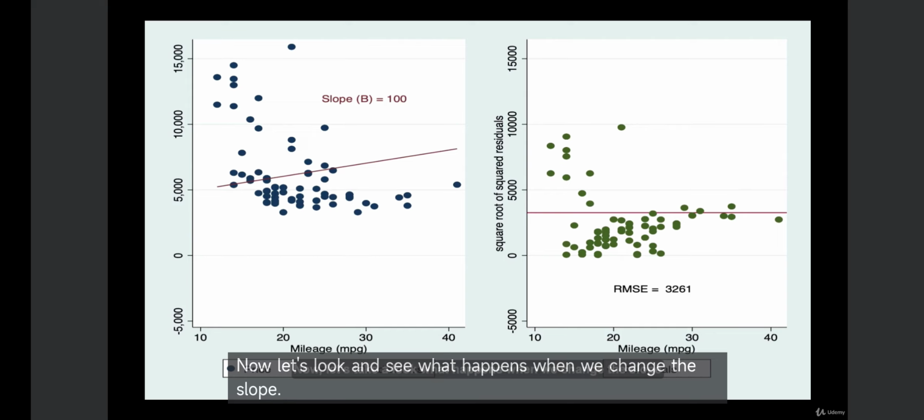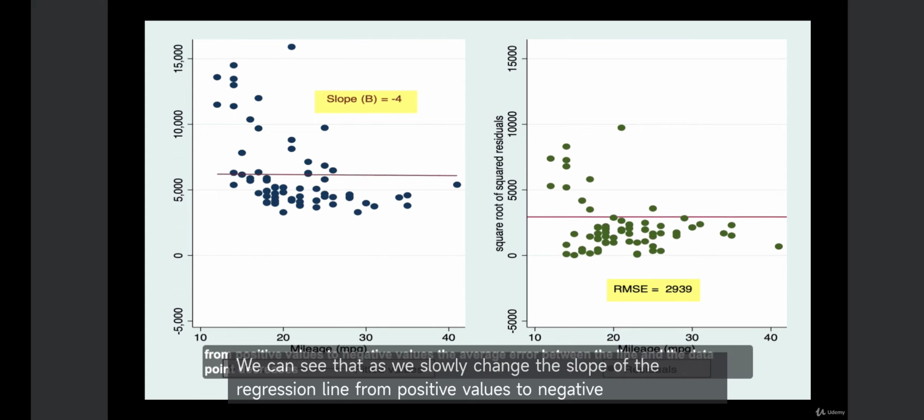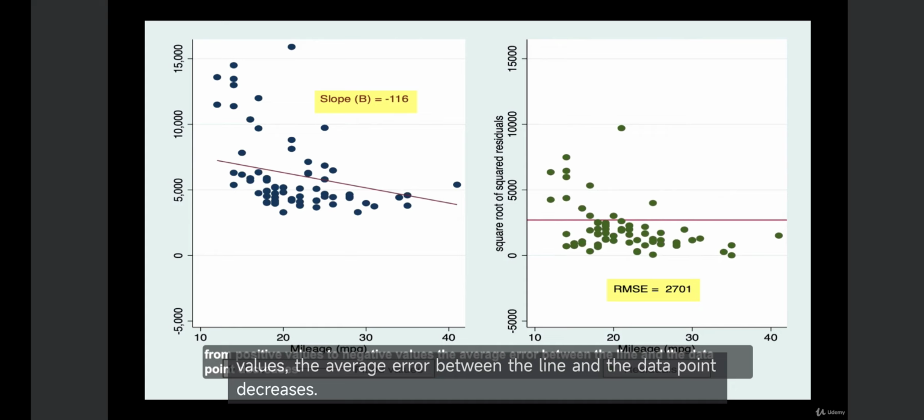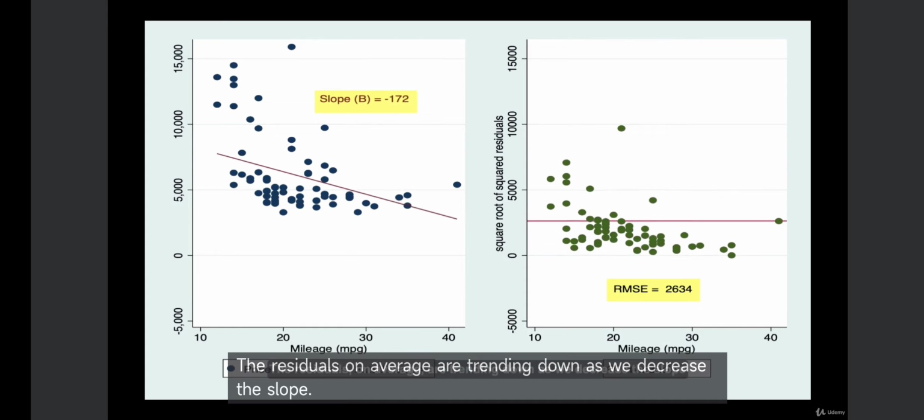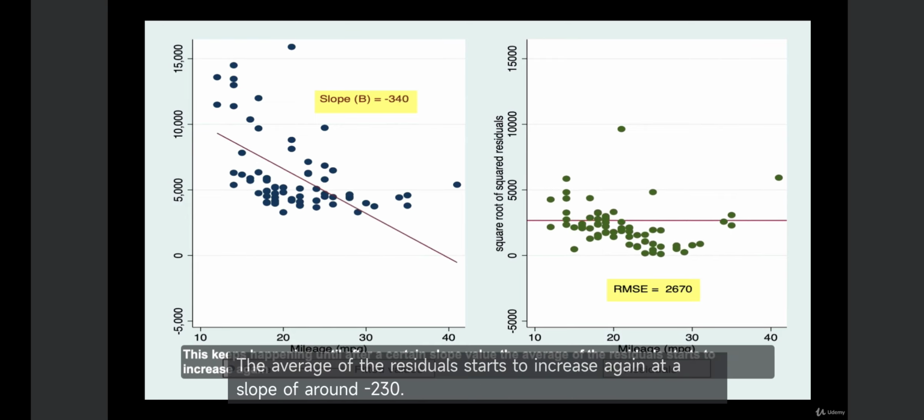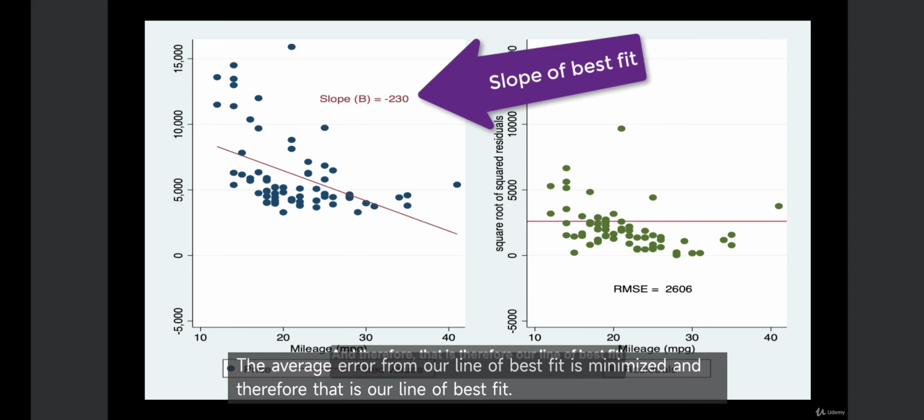Now, let's look and see what happens when we change the slope. We can see that as we slowly change the slope of the regression line from positive values to negative values, the average error between the line and the data point decreases. The residuals, on average, are trending down as we decrease the slope. This keeps happening until, after a certain slope value, the average of the residuals starts to increase again. At a slope of around minus 230, the average error from our line of best fit is minimized, and therefore that is our line of best fit.